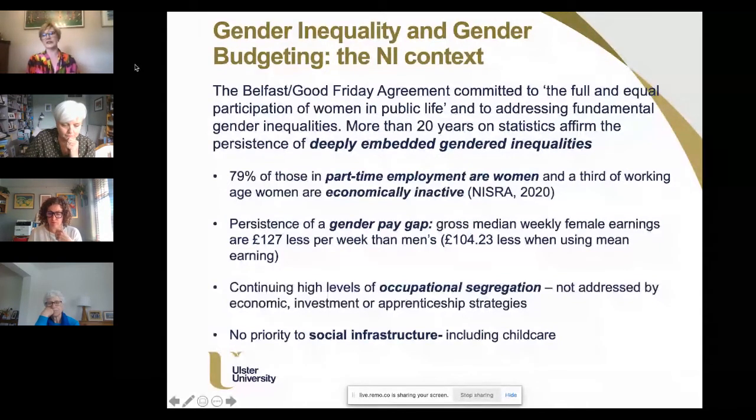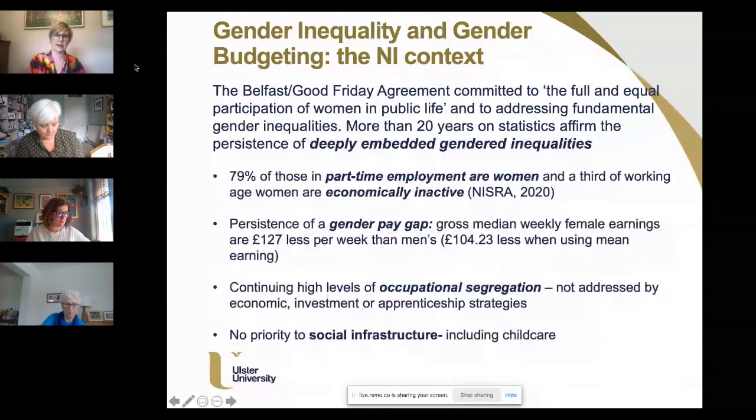The examples on the slide are just some examples of the persistent labour market inequalities. But I think what's equally important is that we haven't seen that investment in social infrastructure. We're the only part of the UK still without a childcare strategy. We have had no reform of the adult social care system, and I know that's an issue across the UK, but in Northern Ireland particularly, social care has been really neglected. And of course that means that there has been an additional burden then on women as paid and as unpaid workers.